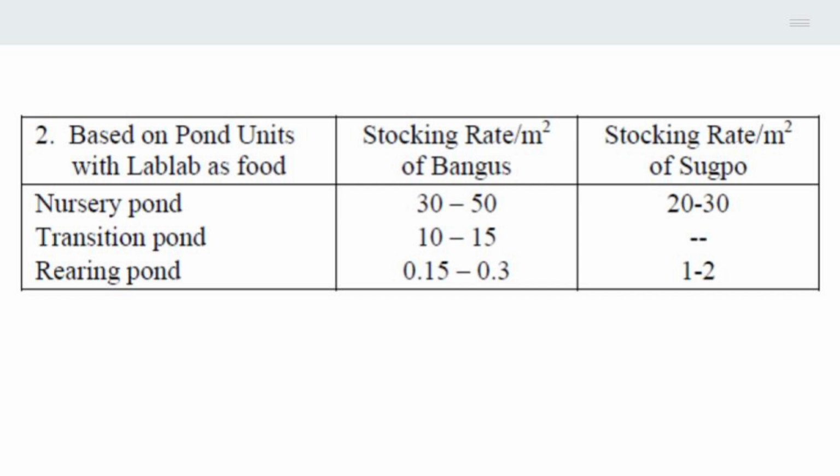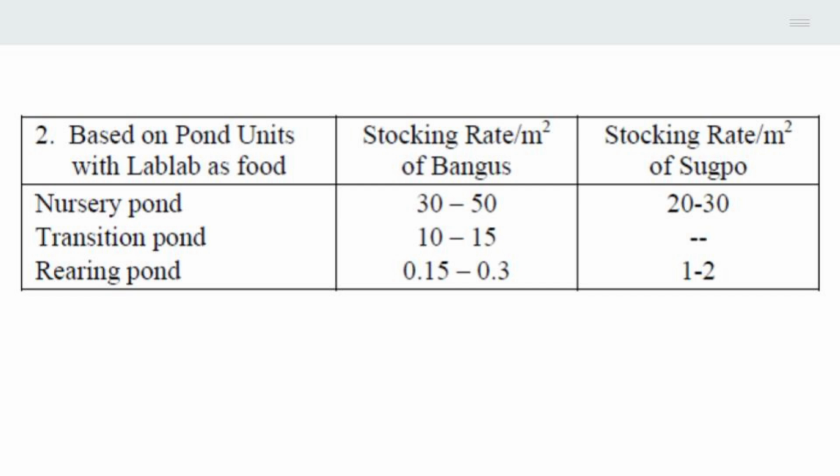Nursery ponds are used to rear young fish and shrimp immediately after hatching or when they are transferred from hatcheries. Since they are small and require protection, stocking densities are high to maximize survival. For the bangus, 30 to 50 fish per square meter. For the sugpo, you need 20 to 30 post-larvae per square meter. At this stage, lablab provides an abundant natural food source that supports rapid growth before transfer to the next phase.